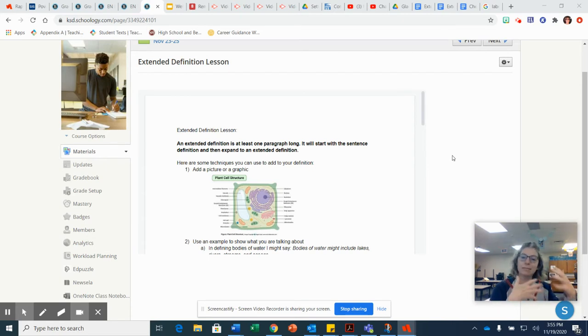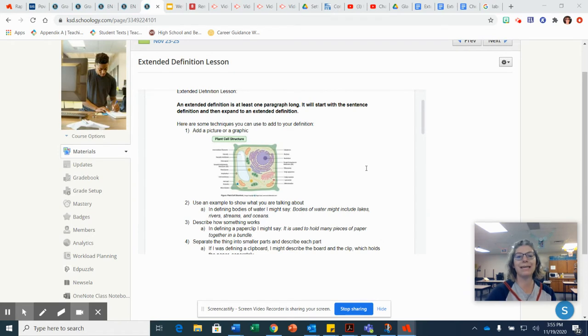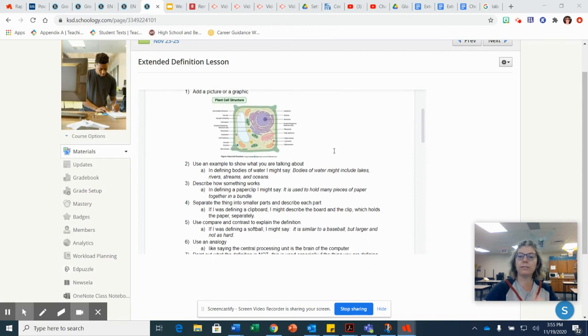It's more like an explanation. And it does start with the sentence definition, which we've already done. And I'm going to talk about that a second here. And then you expand it into a paragraph. So here are some ways that you can extend your definition. So the first one is adding a picture or a graphic. That's pretty self-explanatory, to show the people what you're talking about, right?